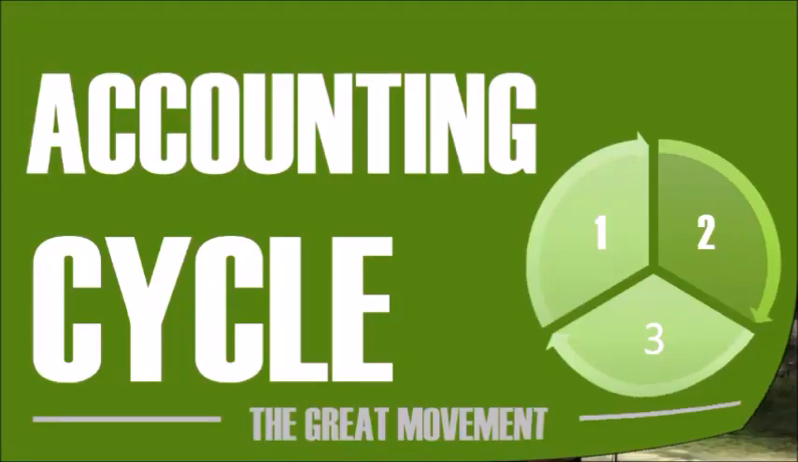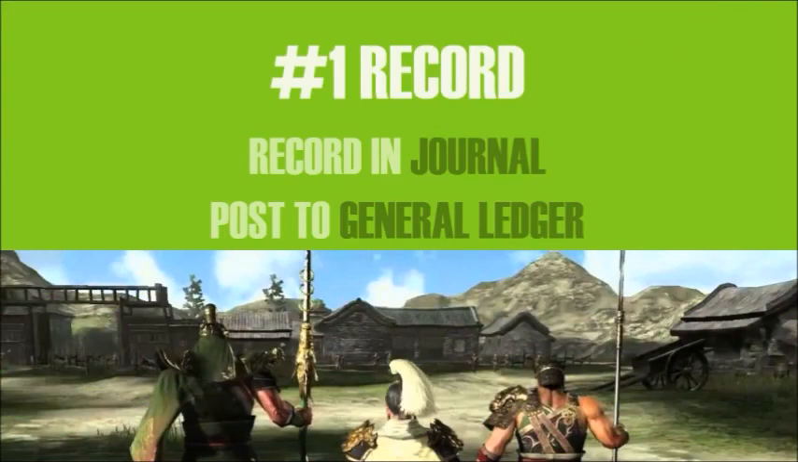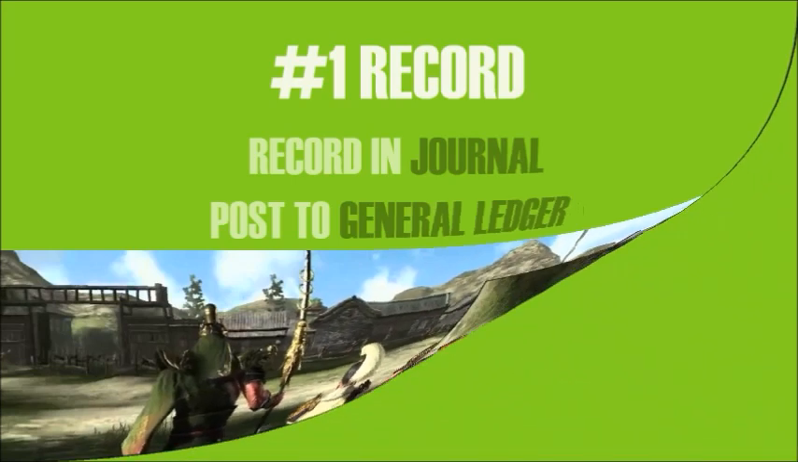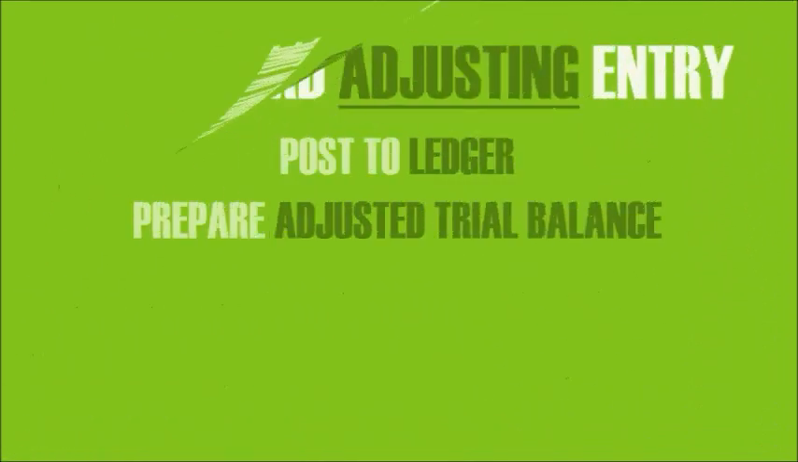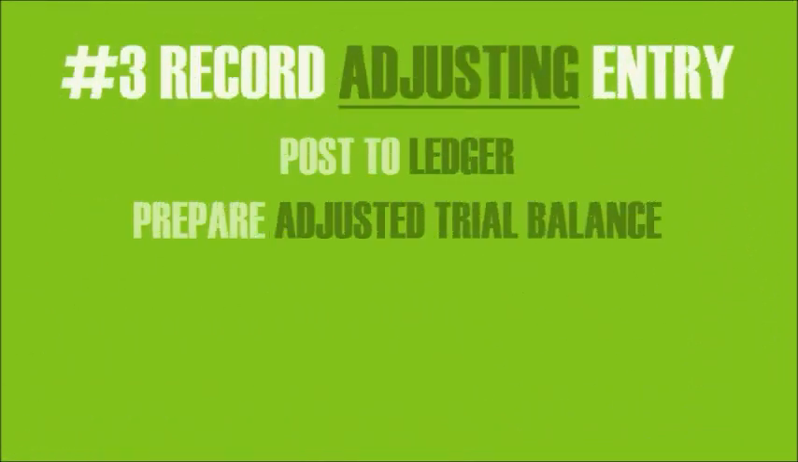The accounting cycle. The first stage is to record accounting events in the journal and post it to the general ledger. The second step is to prepare the trial balance. The third step is to record adjusting journal entries, post to the ledger, and post the adjusted trial balance.